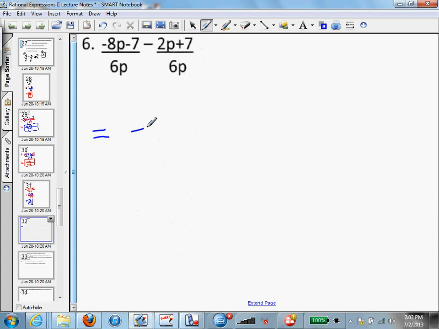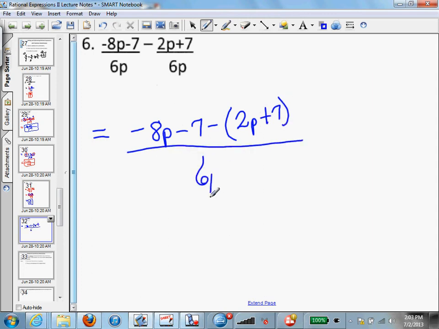So let's start off by first writing our first numerator, negative 8p minus 7 minus, and now I like to open up parentheses and write everything that follows. So 2p plus 7, close parentheses, and then please don't forget to write the common denominator. Okay, now what you want to do is take this negative and multiply it across everything that appears in the parentheses.